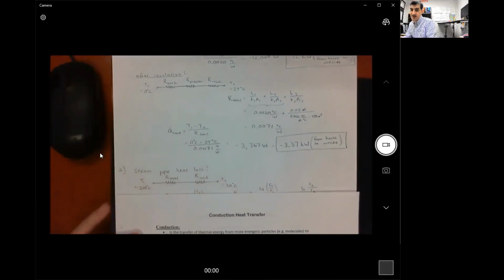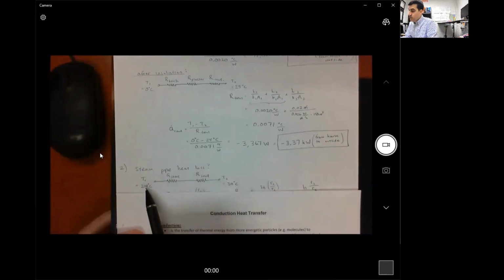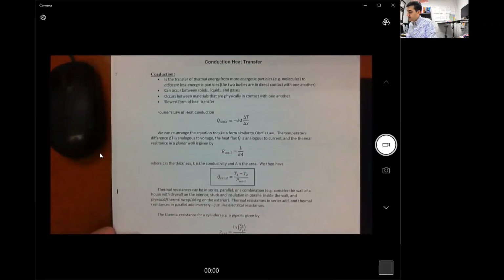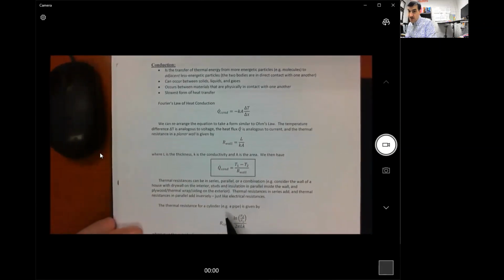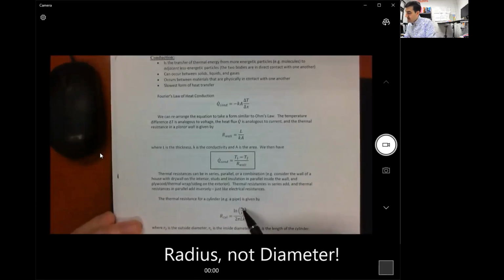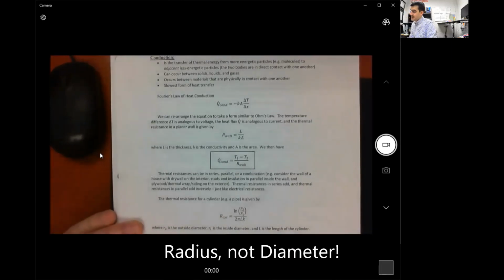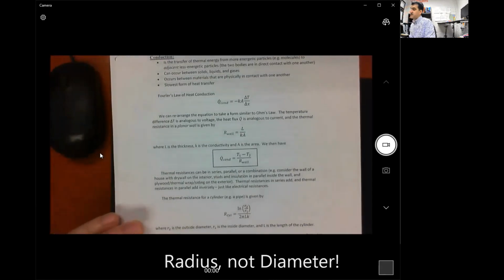So here's our thermal resistance network. We have T1, which I've defined as the inside of the pipe, and T2 is the outside of the pipe at 30 degrees Celsius. Here's resistance number 1 for the steel. Here's resistance number 2 for the insulation. And we're given the thermal resistance for a cylinder on page 17 right here, where R2 is the outside diameter, R1 is the inside diameter, L is the length of the cylinder, and K is the thermal conductivity. So let's plug those in.